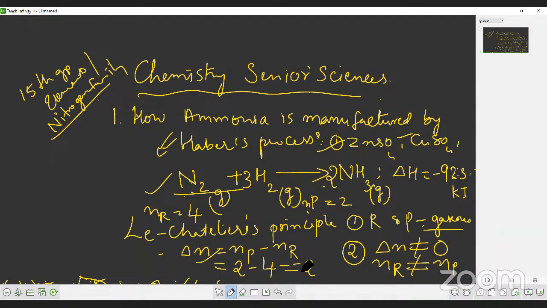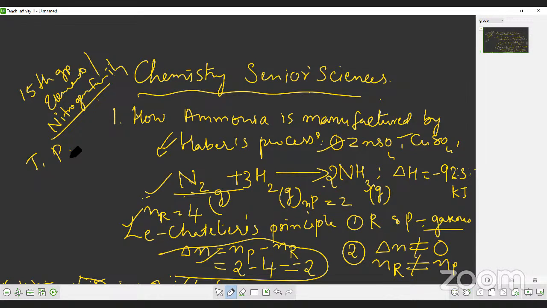You don't have to write all these things in the answer. Only for your clarification, how to write the conditions, I'm explaining this. Only you have to mention the Le-Chatelier's principle. Now, what are the conditions here? Temperature, pressure. The important conditions are temperature and pressure.